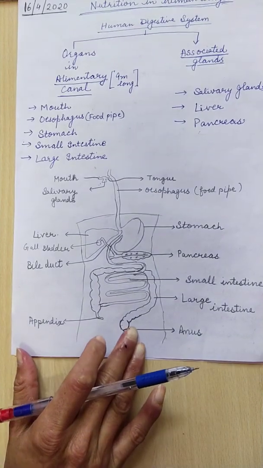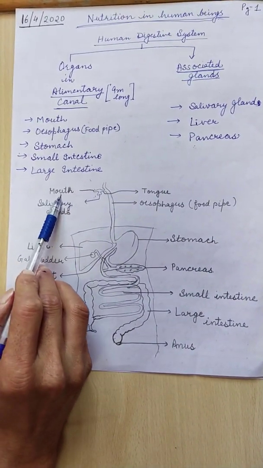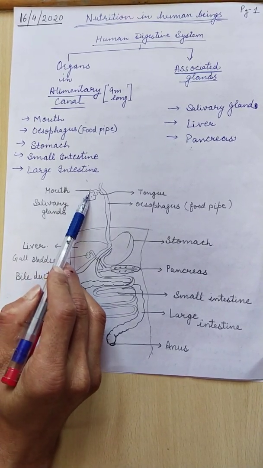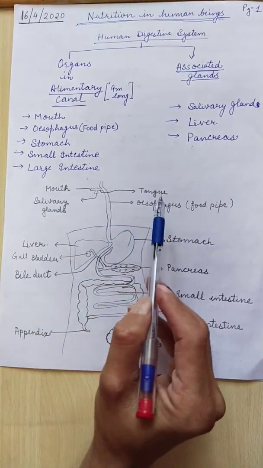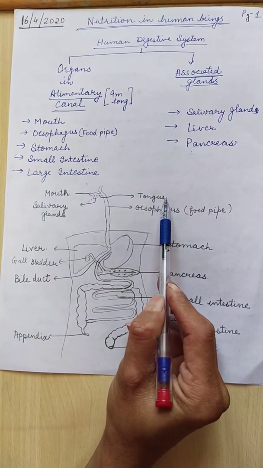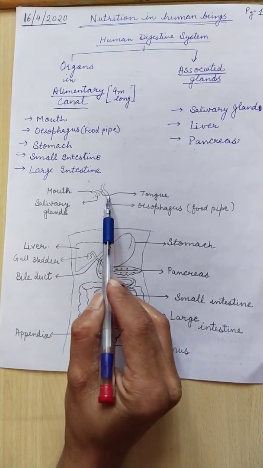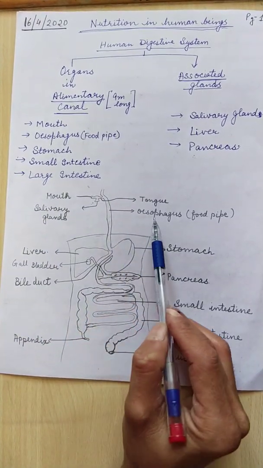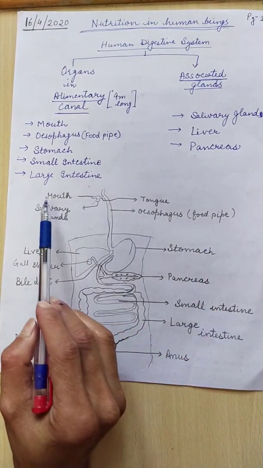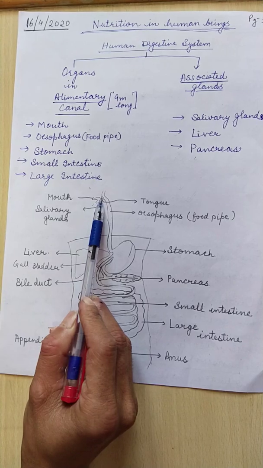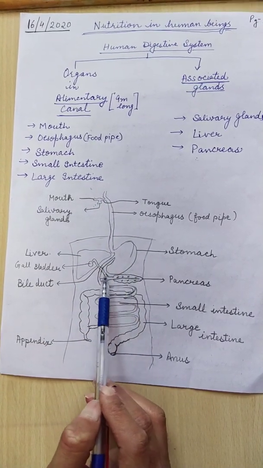This is the diagram of the human digestive system. You see, this is the mouth. The cavity of the mouth is called the buccal cavity. We find teeth, we find tongue, and there are certain salivary glands. Then there is a tube which is also known as esophagus or the food pipe. The food which we take in through the mouth passes through the esophagus and enters into the stomach.